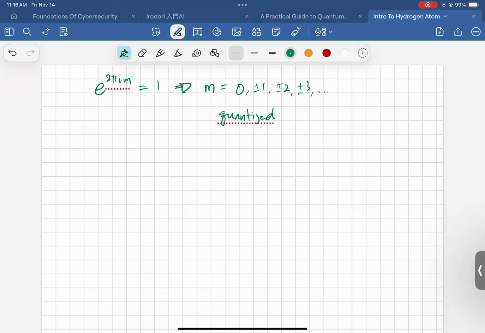And we mentioned last meeting what this m is. This m is the magnetic quantum number. We will discuss the significance of the magnetic quantum number in a little bit, after we derive the solution for the polar component. Okay, any questions at this point?